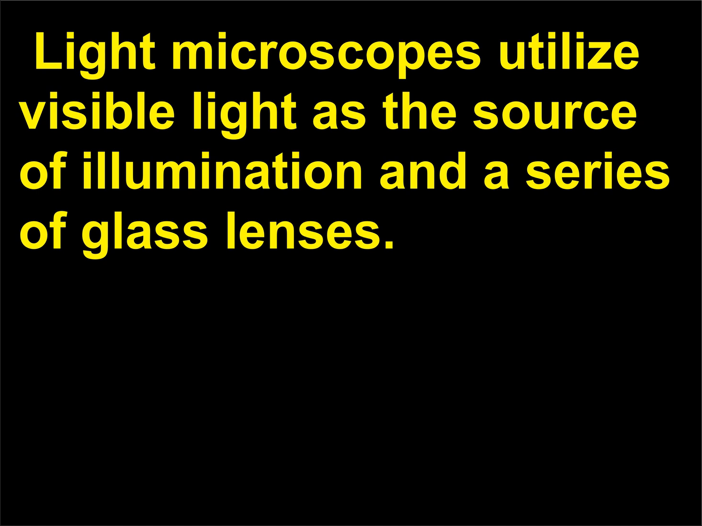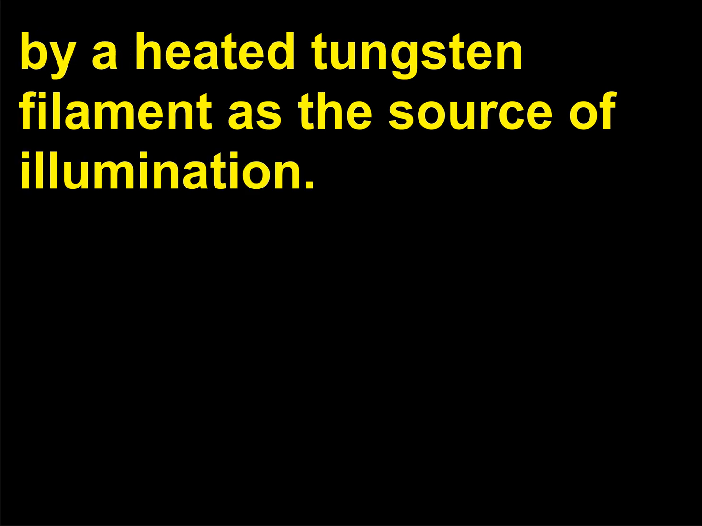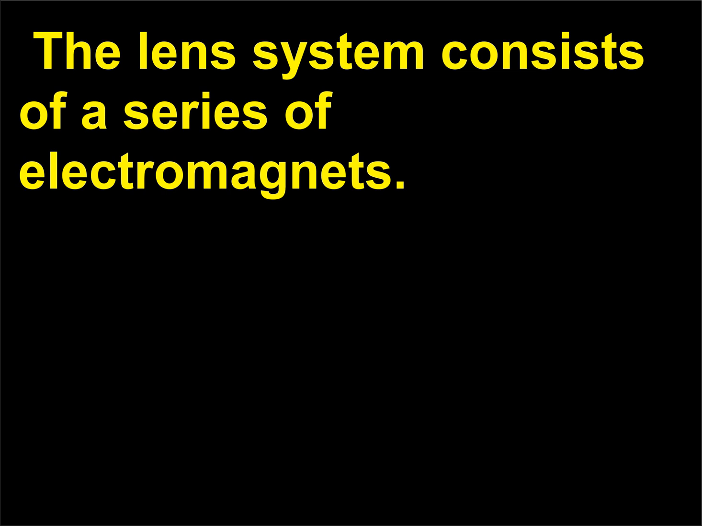Light microscopes utilize visible light as the source of illumination and a series of glass lenses. Electron microscopes utilize a beam of electrons emitted by a heated tungsten filament as the source of illumination. The lens system consists of a series of electromagnets.